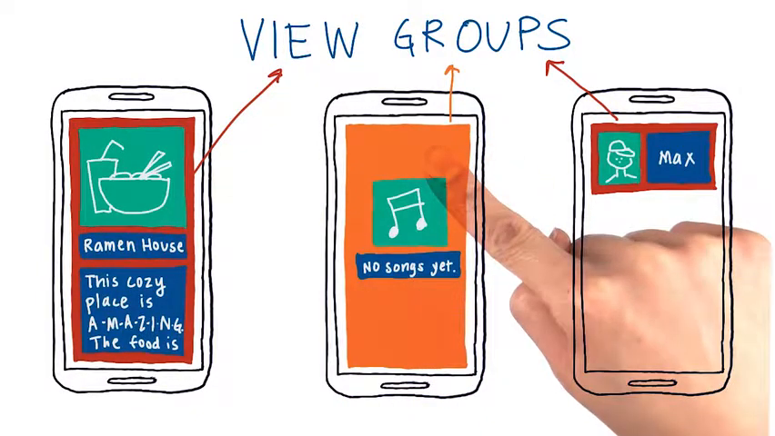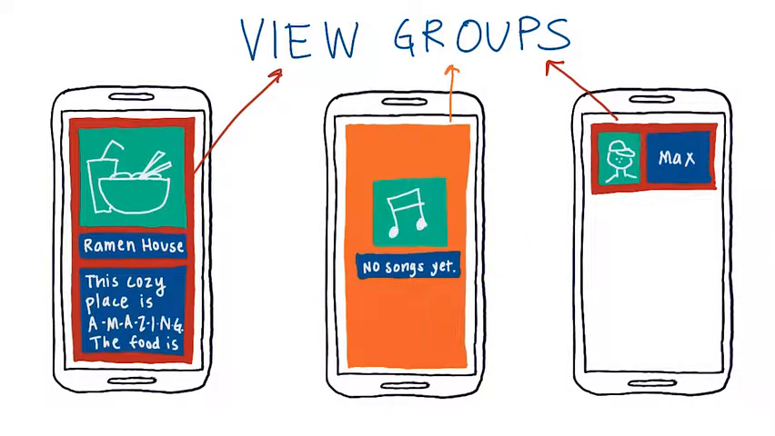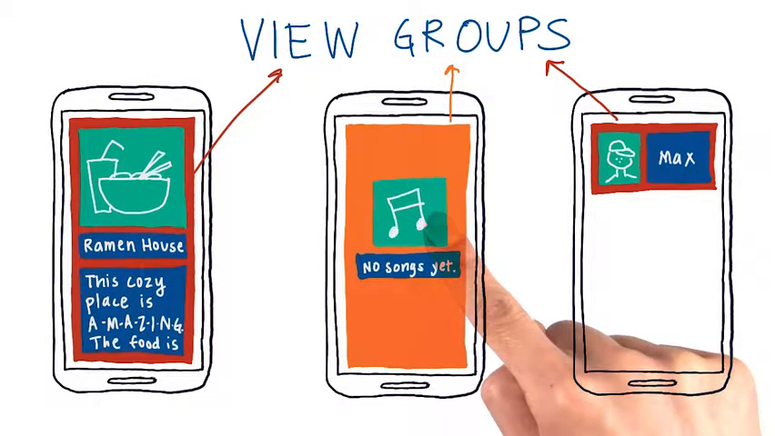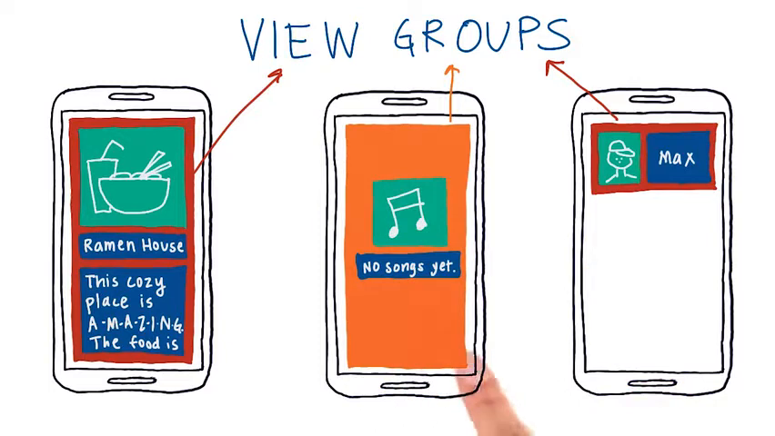The background color here is orange, but it could also be transparent, so the view group isn't even visible to the user. Instead of holding some content like text for a text view or image for an image view, the content that a view group holds is other views. You can think of a view group as being a container for views.